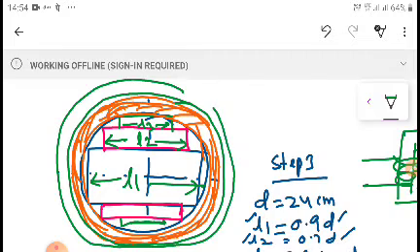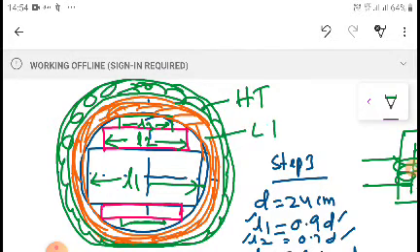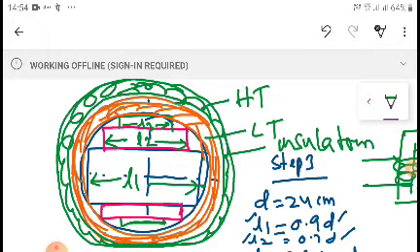So this is going to get the outer diameter of the HT coil. So this is the LT coil and the HT coil. This is the HT coil and this is the LT coil. In between these there may be insulation provided. This insulation may be paper insulation, varnish insulation, or cotton insulation.